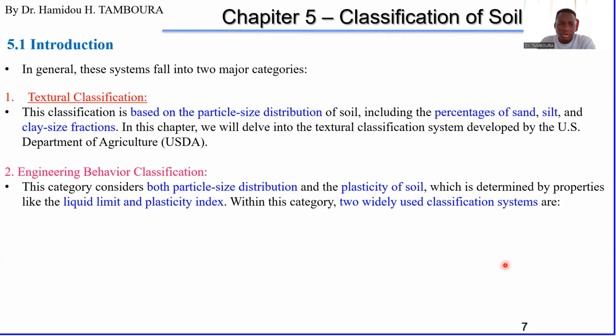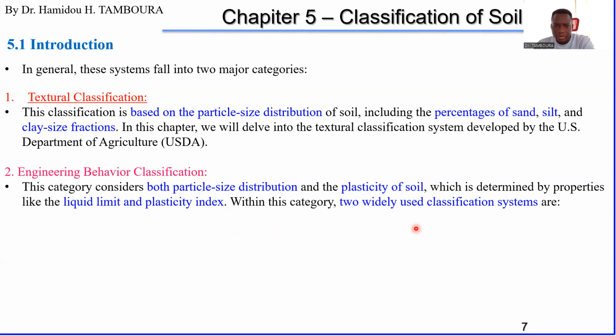And if you remember from the previous chapter, the plasticity of soil is determined based on the liquid limit and plasticity index. These two soil parameters, liquid limit and plasticity index, are mainly used for this classification.